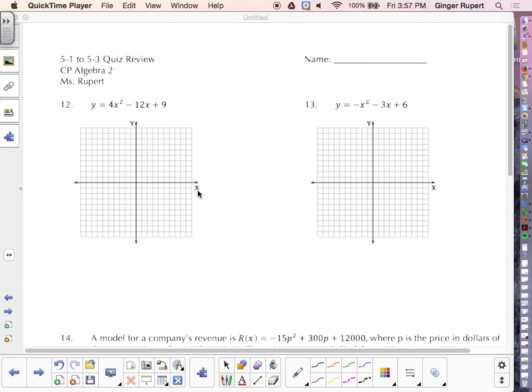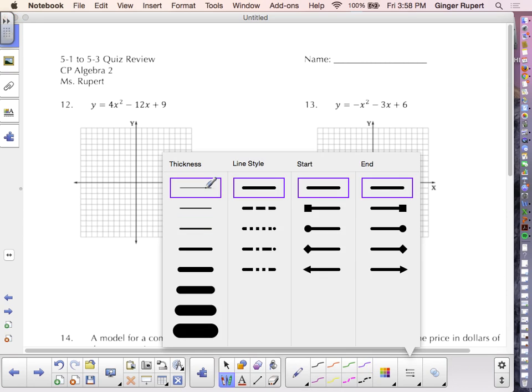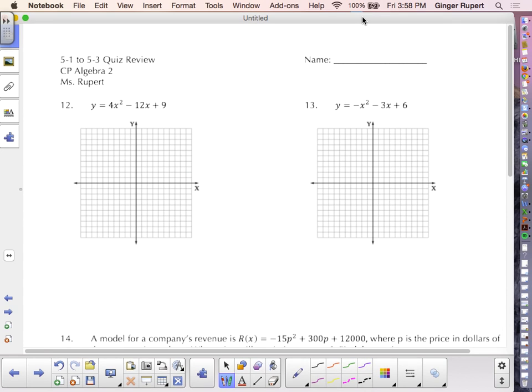Take a look at questions 12 and 13. They are just like 10 and 11, just the numbers aren't quite as nice for these two problems. Again, I have to find the x coordinate of the vertex. So I'm going to find that x coordinate by finding minus b over 2a.